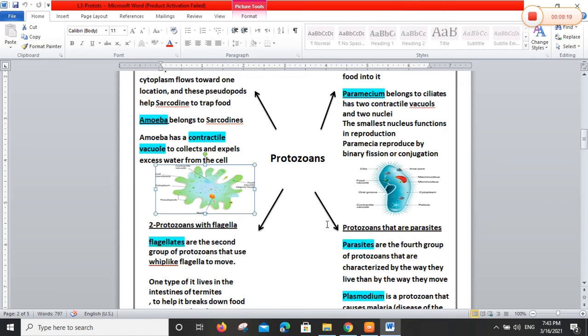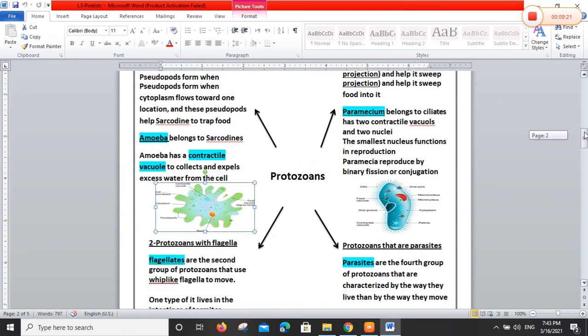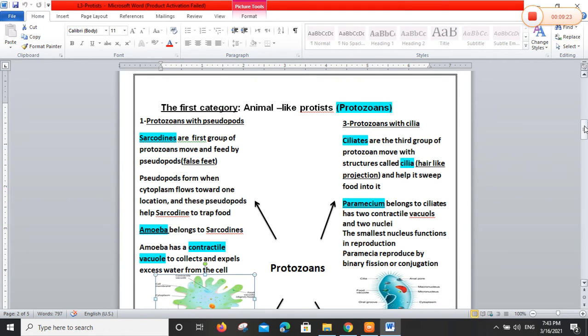Yes, so the first protozoans move with pseudopods. They are the sarcodines, and the amoeba is a member of the sarcodines. Okay, don't forget: pseudopods, sarcodines, amoeba, and the contractile vacuole.